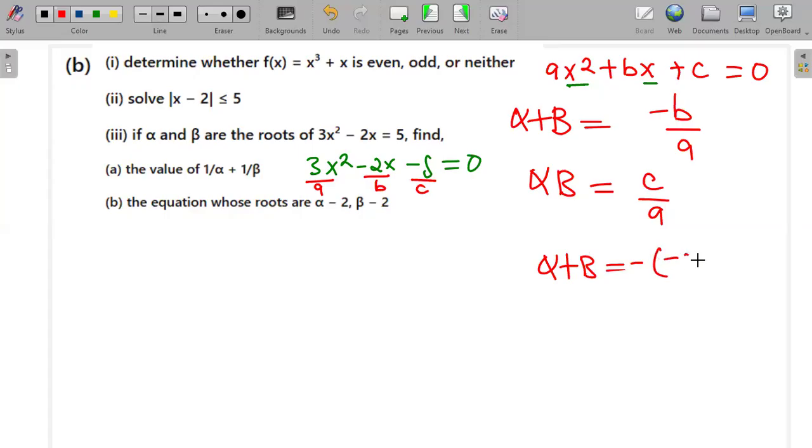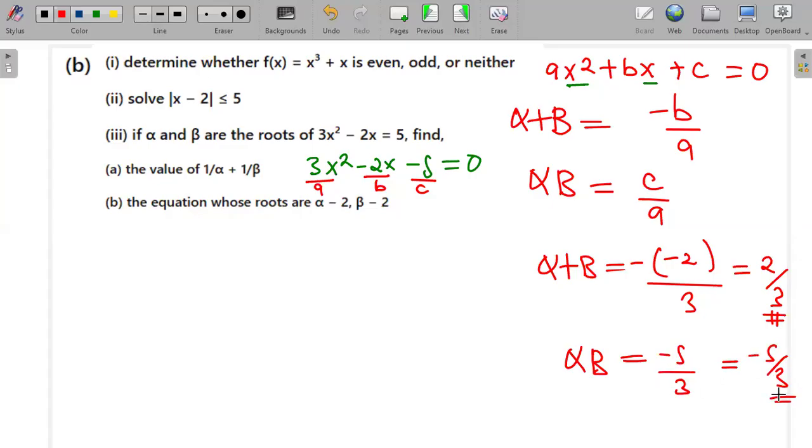So b is minus 2 divided by a. A is 3. So this is just going to give me 2 over 3. Okay, and then alpha multiplied by beta will be equal to c, which is minus 5, divided by 3. So this will just be minus 5 over 3. So this is the product and this is the sum.